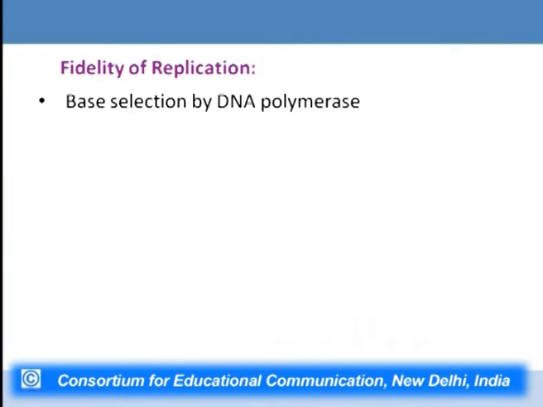Now, cells have a spontaneous mutation rate which reflects the fidelity of DNA replication and efficiency of DNA repair. The spontaneous mutation rate is determined by how much fidelity the DNA is replicating with and how efficiently the DNA repair mechanism is functioning in the cell. The fidelity of DNA replication is basically dependent on the base selection by DNA polymerase. In most cases it selects the right base during replication.